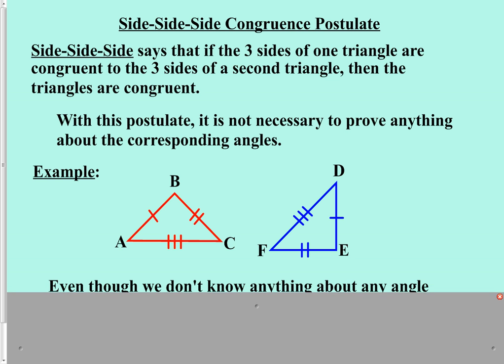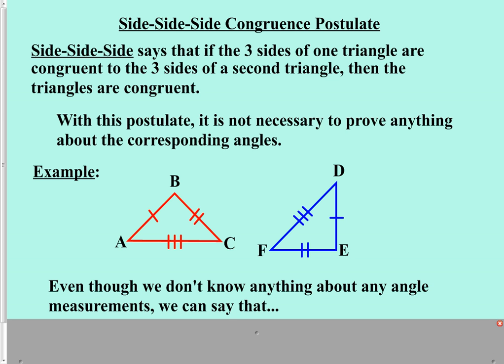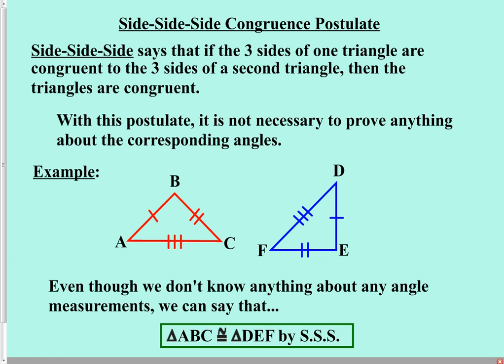Okay, and as we stated, you do not need to know anything about any of the angle measurements in order for the side-side-side congruence postulate to work. So if you can prove you have all three sets of corresponding sides are congruent, and a problem may not use the tick marks, it may use measurements, maybe we have to solve for measurements, whatever, but if we can prove that all three sets of sides are congruent, then we can state that in this case, triangle ABC is congruent to triangle DEF by side, side, side.